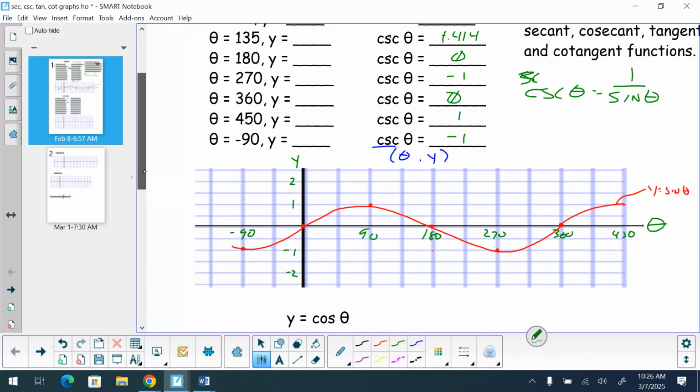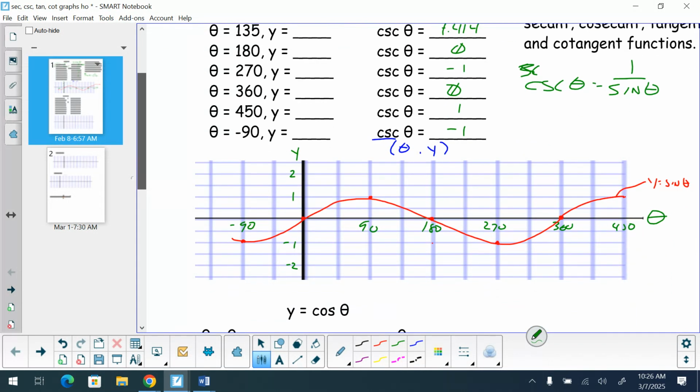I put up here a graph of y equals sine of theta, where our amplitude is 1, period of 360, and horizontal phase shift is equal to 0. We just have a very general sine curve, y equals sine of theta here. Because it's y equals sine of theta, it guided us to finding our trig values for the cosecant of theta. It's also going to guide us to be able to get a graph of the cosecant of theta.